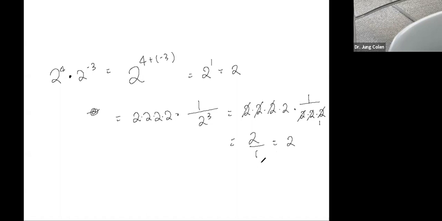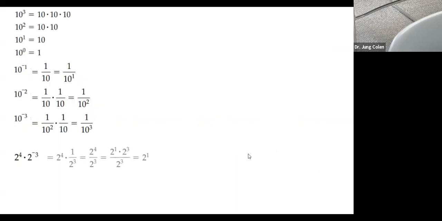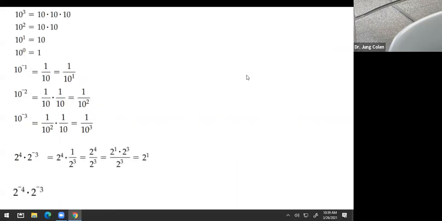What do you think about this? Not bad, right? Okay, good. All right. So let's give you one more example. How about you guys all solve this one? 2 to the negative fourth times 2 to the negative third power. Just tell me, what did you get?